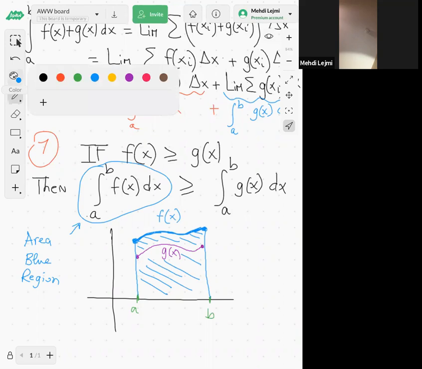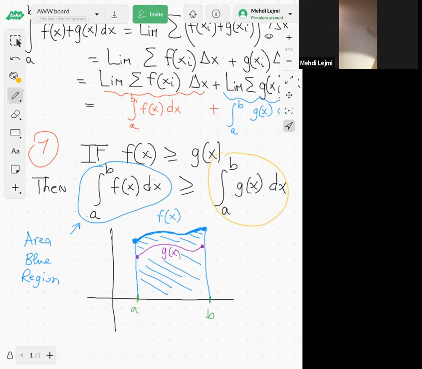Now the second integral, the integral of g from a to b, is supposed to be the area of this region under the graph of g. So this is the area of the yellow region. And because the values of the function f are higher than the values of the function g, the area of the blue region is going to be larger than the area of the yellow region. And that's why the integral of f of x is going to be larger than the integral of g if the function f is larger than g.